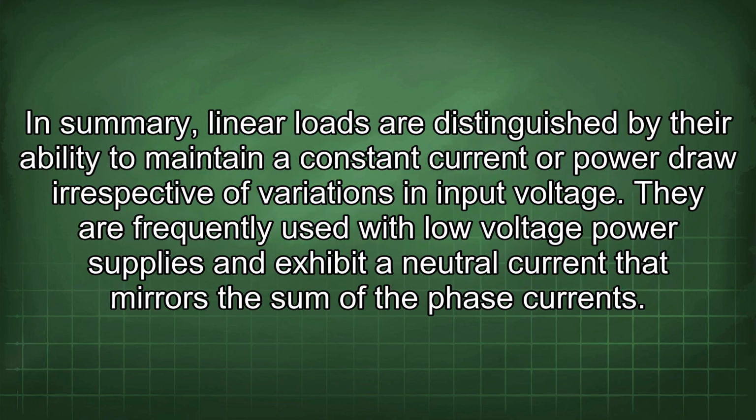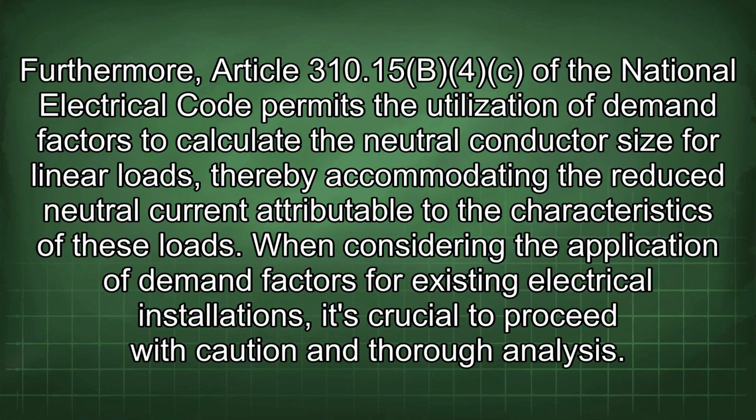In summary, linear loads are distinguished by their ability to maintain a constant current or power draw irrespective of variations in input voltage. They are frequently used with low-voltage power supplies and exhibit a neutral current that mirrors the sum of the phase currents. Furthermore, Article 310.15(B) of the National Electrical Code permits the utilization of demand factors to calculate the neutral conductor size for linear loads, thereby accommodating the reduced neutral current attributable to the characteristics of these loads.